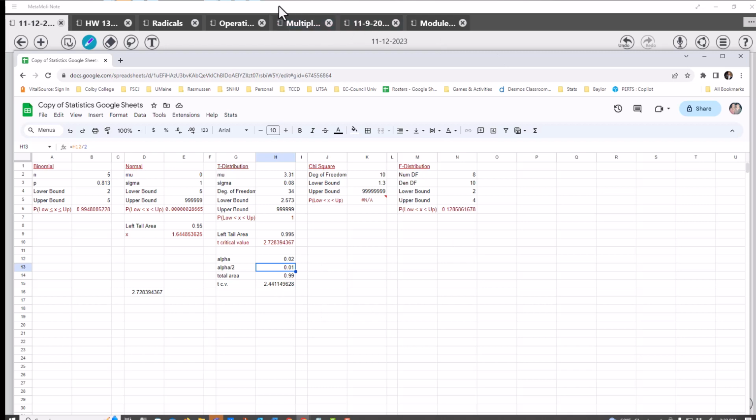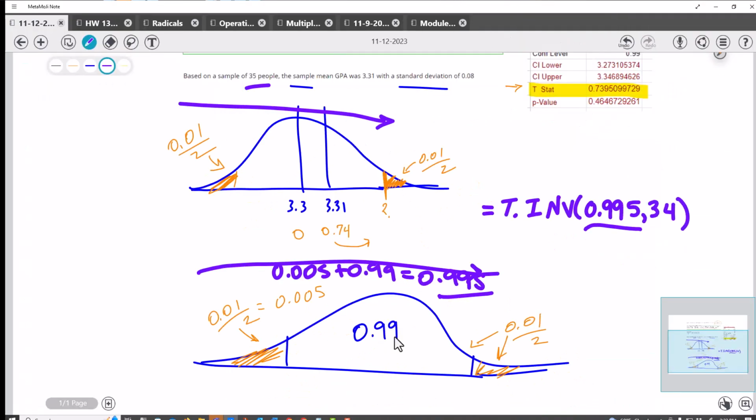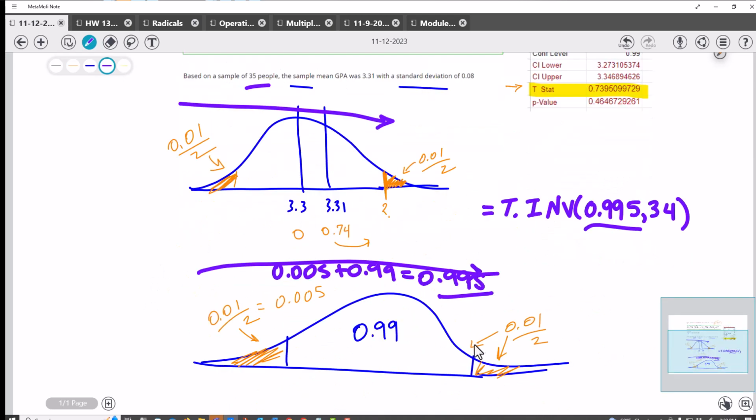Just to be able to calculate this. But probably the bigger part of this was to really explain this picture of why when you have a two-tailed test. Now, if this was a one-tailed test, you didn't have to do that, right? You could have used the 0.99. But this is a two-tailed test, which is why I'm putting the 0.995 in.